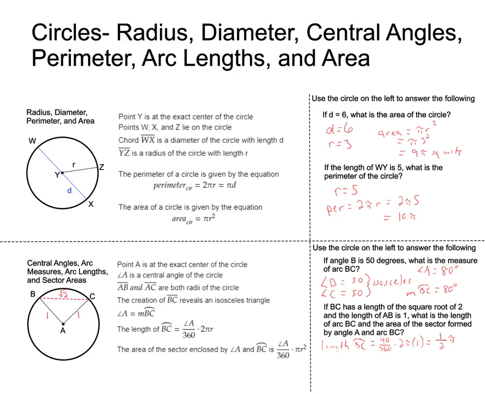Now let's figure out the area. So the area is going to be equal to angle A, which is 90 over 360, times pi r squared, or 1 squared, or 1. So that's going to give us 1/4 pi square units.